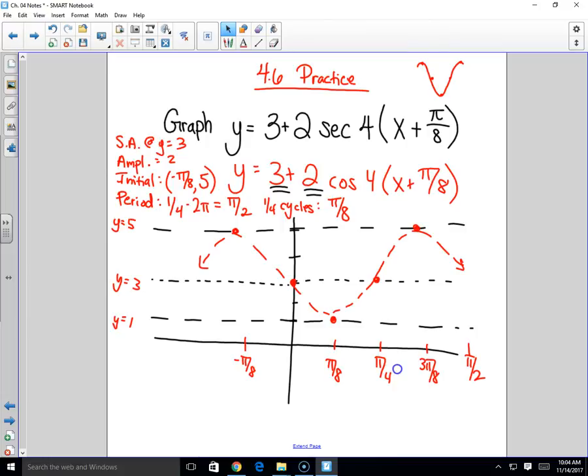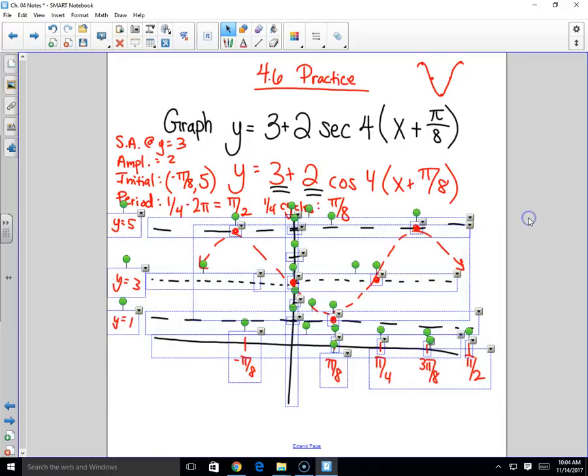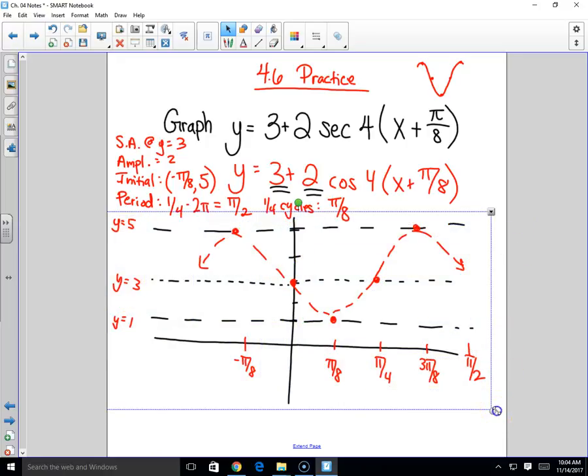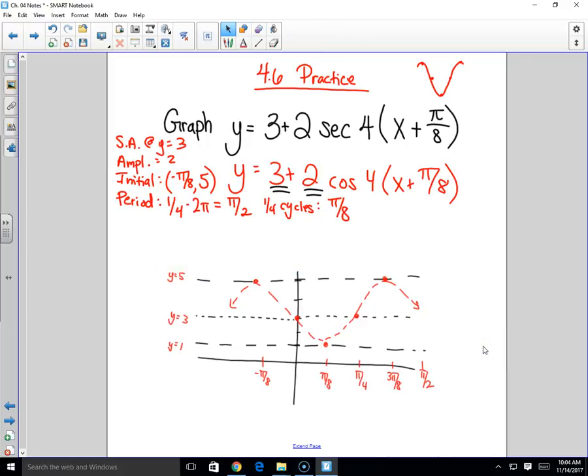Questions on the cosine graph? I'm doing what I said I was going to do. I'm going to select it all. I'm going to make it small. Whoa. Go ahead and extend, but no questions on the cosine graph?